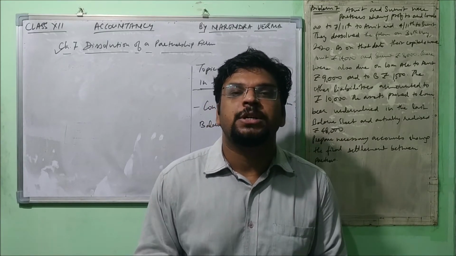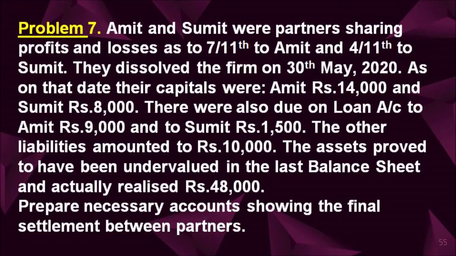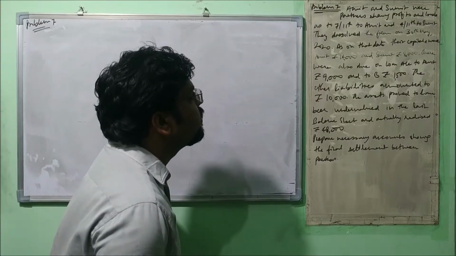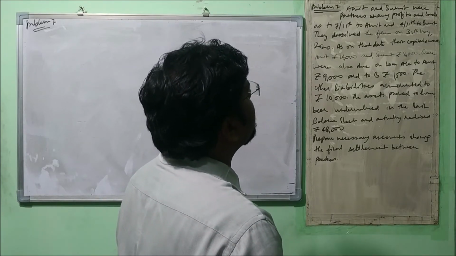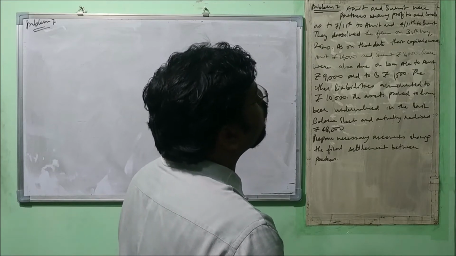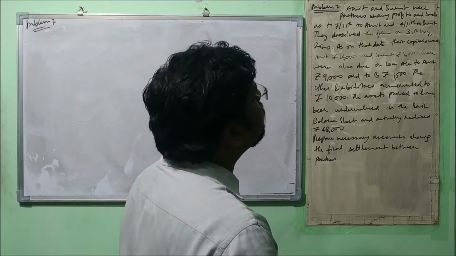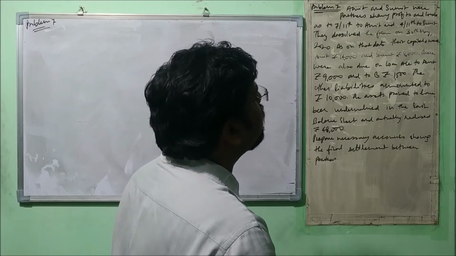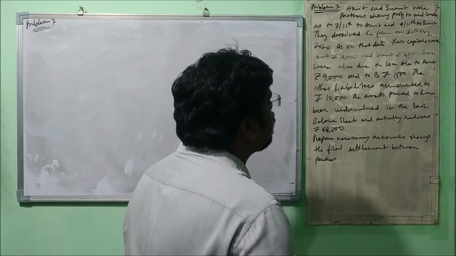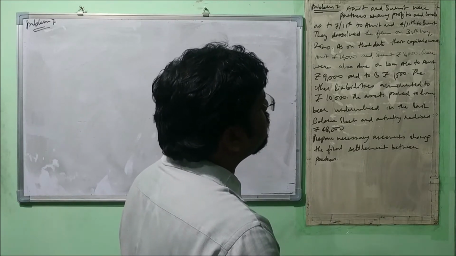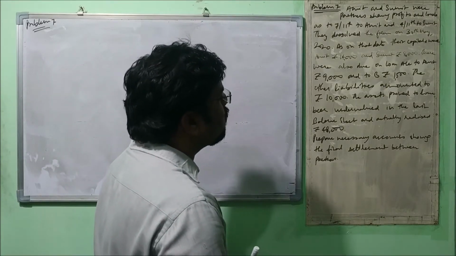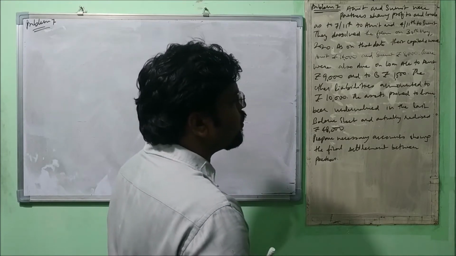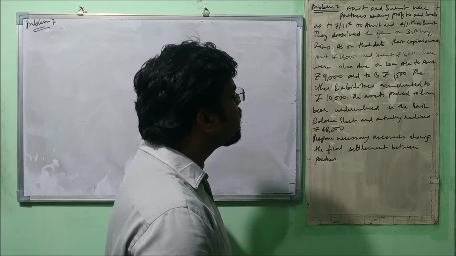Alright, so you see the question on your screen. I've already written the question here, problem number 7, let's read it out. Amit and Sumit were partners sharing profits and losses as to 7 by 11 to Amit and 4 by 11 to Sumit. So that is their ratio. They dissolved the firm on 30th May 2020, right? As on that date, their capitals were 14,000 Amit and 8,000 Sumit. There were also due on loan account to Amit rupees 9,000 and to Sumit rupees 1,500, okay? The other liabilities amounted to rupees 10,000, fine.